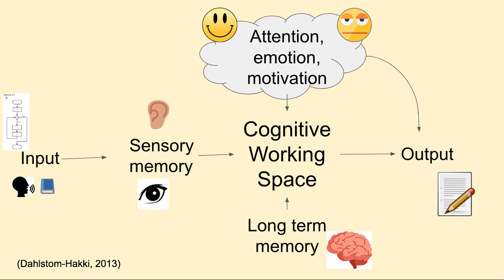With some effort, we can bring this information into our cognitive workspace. You might also have heard this referred to as working memory or short-term memory. Our cognitive workspace can hold 4 to 7 ideas at a time. And that's also affected by our attention, our emotions, and our motivation, which takes up some of our cognitive working space. In order to draw things out of our long-term memory, we have to pull them into our cognitive working space in order to manipulate them to create some kind of output, such as an essay or a presentation such as this.